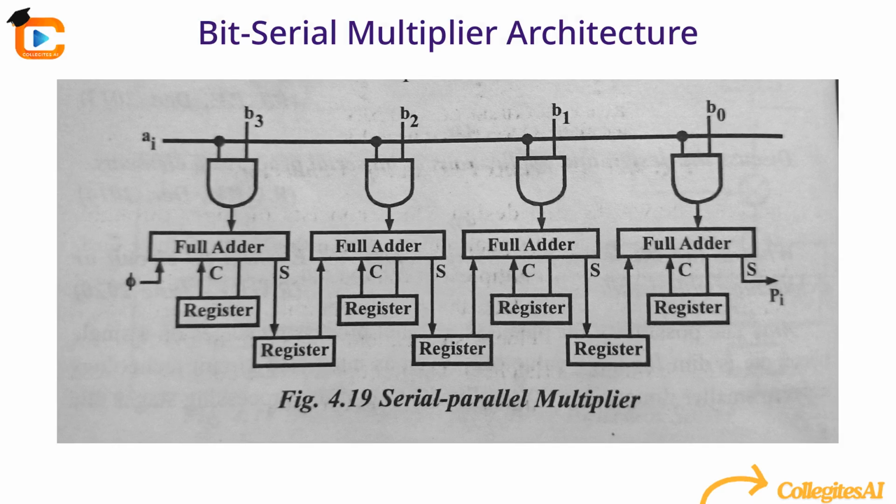Notice how the multiplicand, B, is processed in parallel, while the multiplier, A, is fed in bit sequentially. This design minimizes the area required compared to a parallel multiplier.